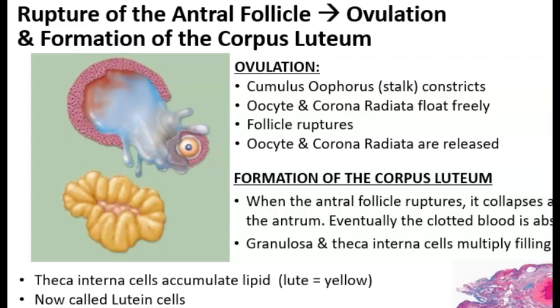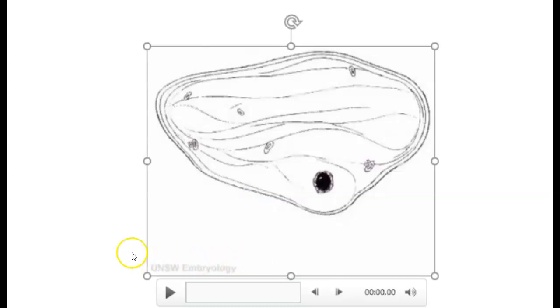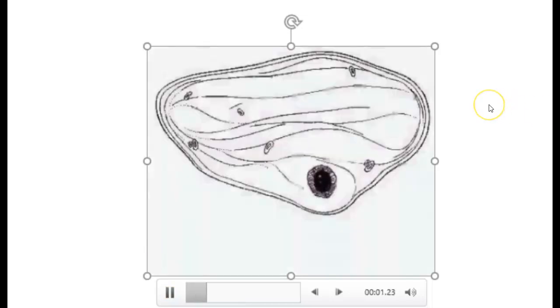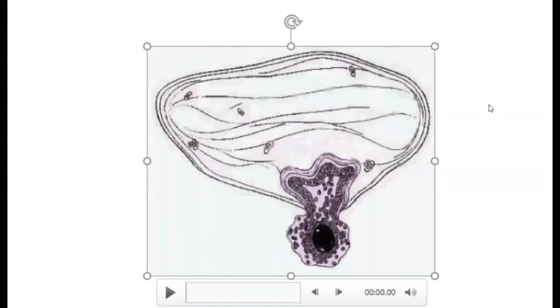Okay, I have a couple of videos for you to watch. I'm going to see if this works. It may or may not work. We're going to try it. This is ovulation, a drawing format from the University of New South Wales in Australia. So we have formation of the secondary, tertiary, antral follicle, ovulation. That's kind of cool. It's a drawing though.